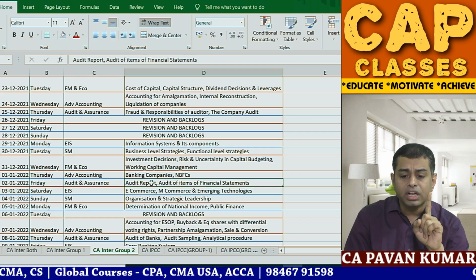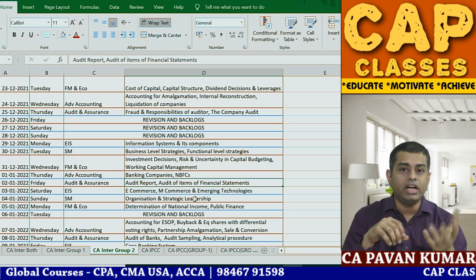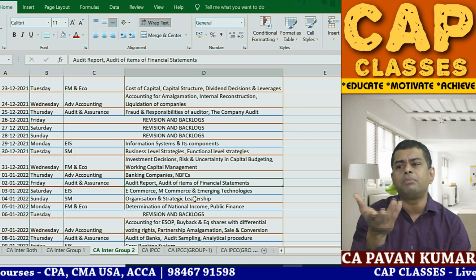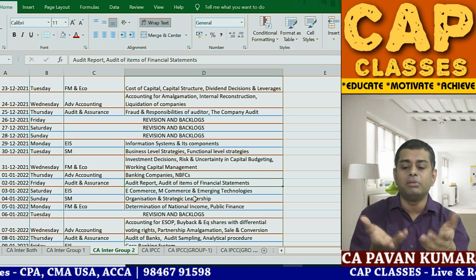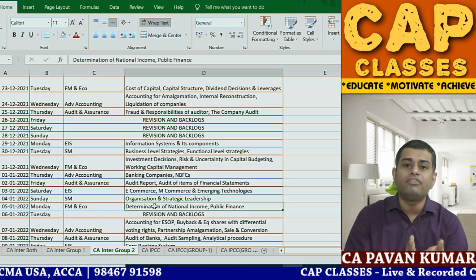Then audit and assurance, audit report and audit of items of financial statements. Both of them are easy. Audit report is a little heavy topic but easy. Audit of items of financial statements, vouching and verification, you play football like Messi. FM and ECO, determination of national income, public finance, two topics.